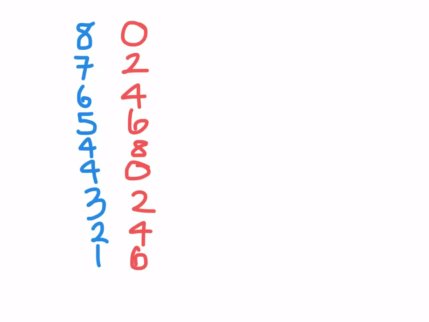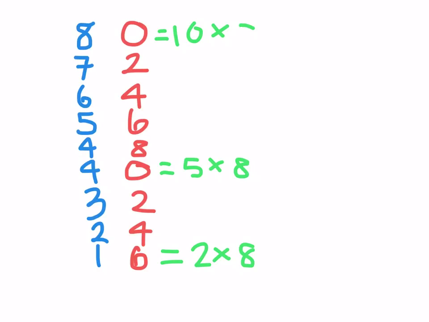As you can see, you have your entire 8 multiples table from 2 to 10. For example, 2 times 8 is 16. 5 times 8 is 40. And 10 times 8 is 80.